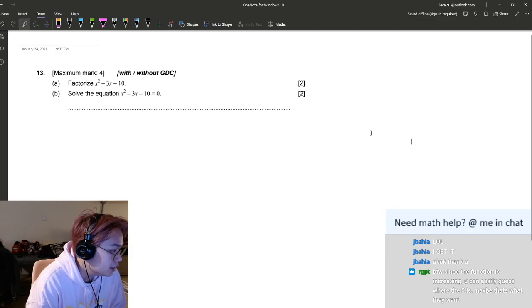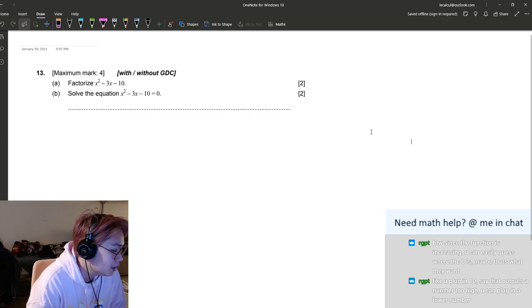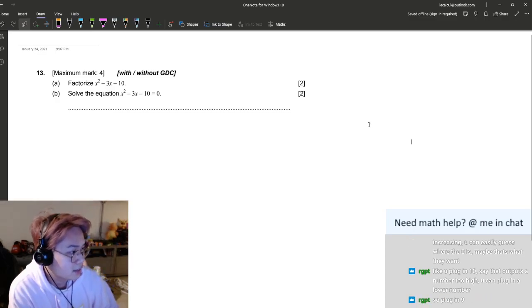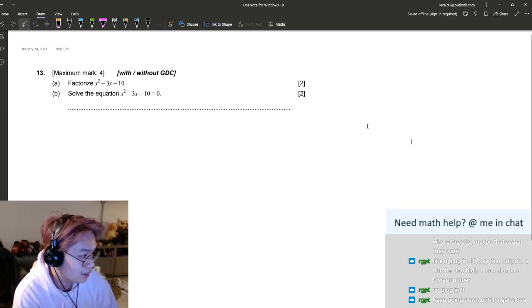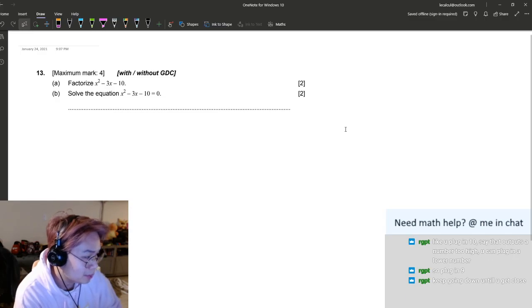By the way, since the function is increasing, you can easily guess where the 0 is. Maybe that's what they want. Like plug in 10, say that output's a number too high, you plug in a lower number. From what I can tell, they just wanted you to solve that through inspection, essentially. And then you can do what RGPT said, start at 10 and plug it in. If they want her to show work, it's an online assignment though, so whatever. They just care about answers.